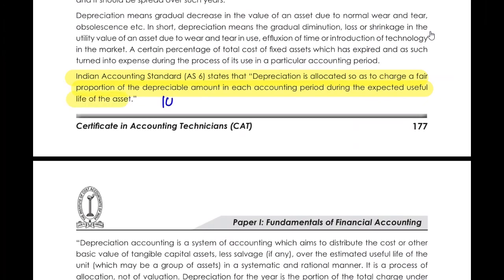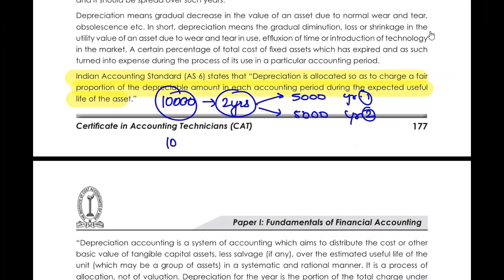So obviously, if I purchased any asset for 10,000 and it has a life of 2 years, I will charge 5,000 from year one and 5,000 from year 2, assuming it has no scrap value. But if they say out of this 10,000, the scrap value is 2,000 rupees, how much is the expense? 8,000 is the expense.